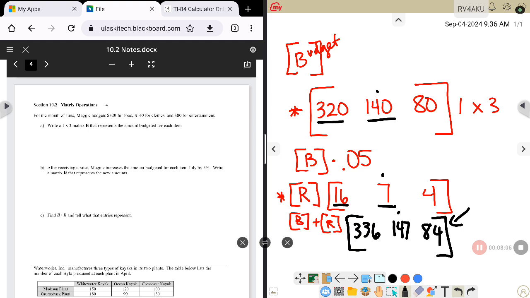Remember the second column was for the clothes. She budgeted in June $140. She got to add $7 because of her raise, which raised her July budget for clothes to $147. And then the last column here was for entertainment. In June, she got to budget $80. She got that 5% raise, which was $4. And so in July, she got to budget $84. So that's what this last matrix in the black represents. That represents what she got to budget in July because of the 5% raise from June.